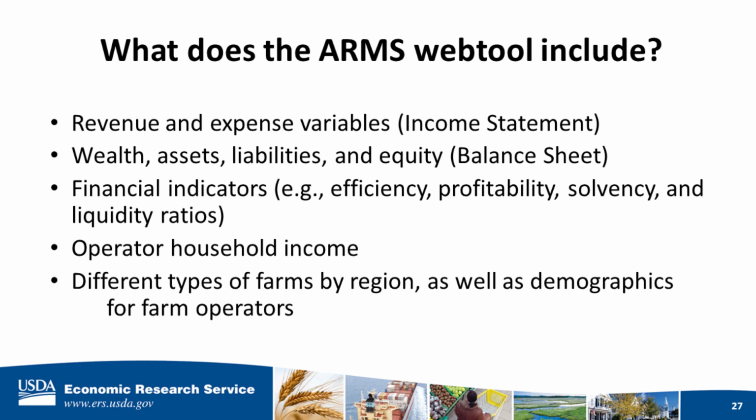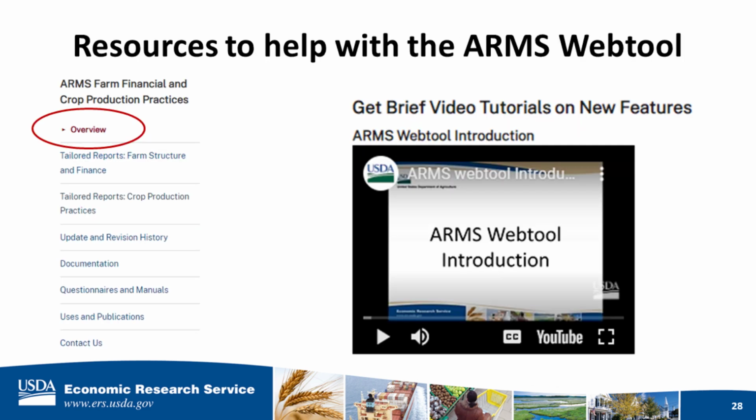In the income statement, you'll see the revenue and expense variables, and the balance sheet provides assets, liabilities, and equity, and different financial indicators, for example, efficiency, profitability, solvency, and liquidity ratios. And you'll see the operator household income by different categories.